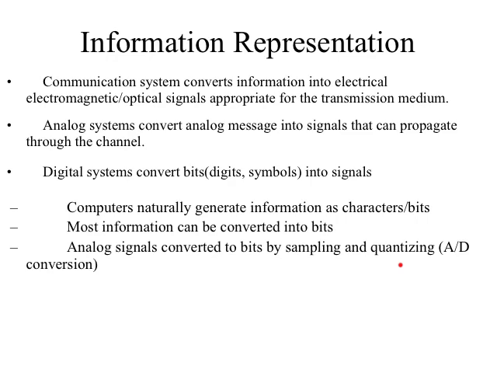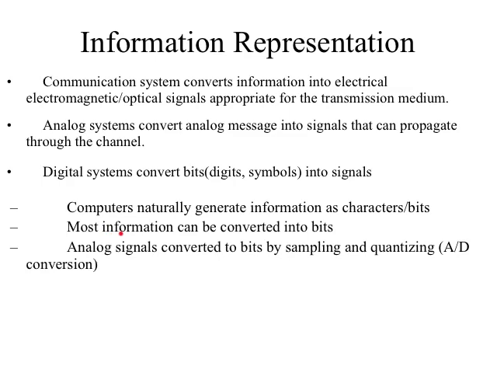By using analog to digital conversion, analog signals will be converted to bits by using the process of sampling and quantizing. Like this, the information whatever we receive from the source, based on the transmission medium, that information will be converted into electrical, electromagnetic, or optical signals. And coming to the analog and digital systems, the analog systems will have an analog message that will be converted into the signals so that they can propagate through the channel. Coming to the digital systems, they will convert the bits, digits, or symbols into the signals.